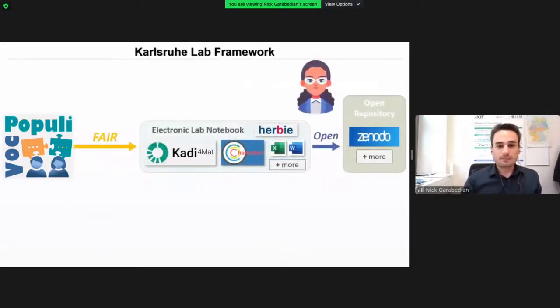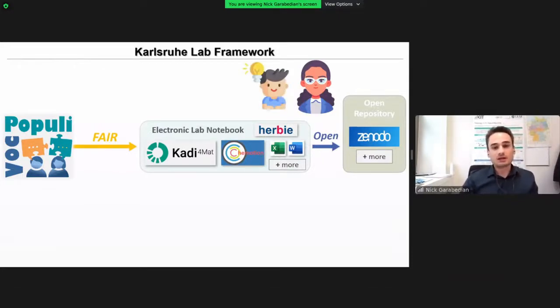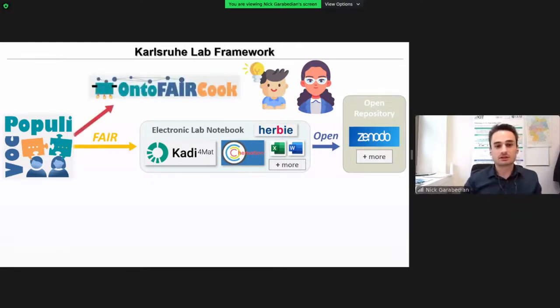Now, another user story here would be a curious student, newcomer to the lab, who wants to do machine learning on the data. Well, here they would need something like an ontology. And for this, we have the solution called OntoFairCook, which is in its early development right now. But essentially, it enables the metadata to be fully connected before it goes in the electronic lab notebook, and thus enables machine learning.